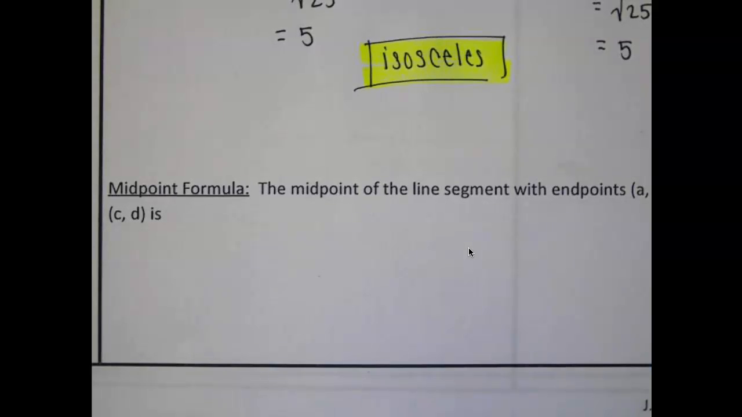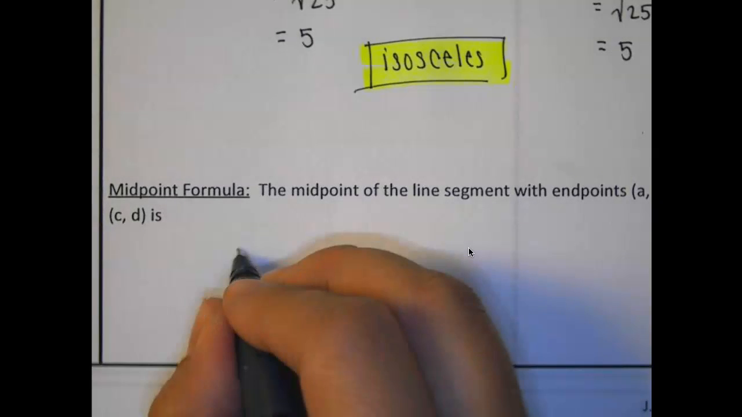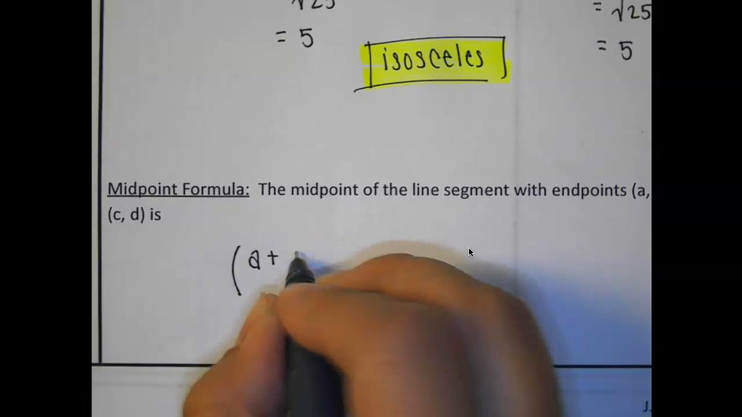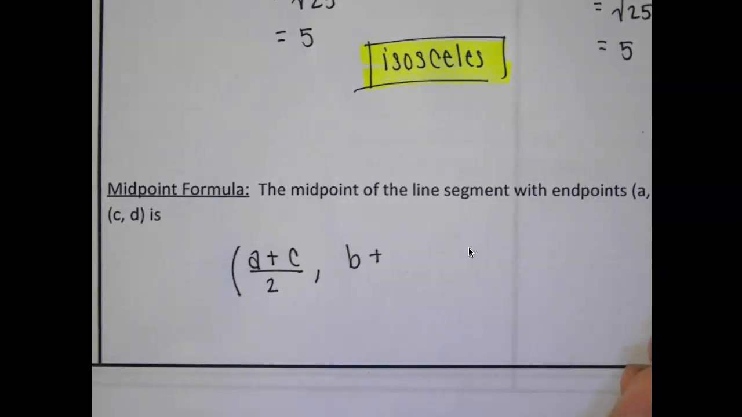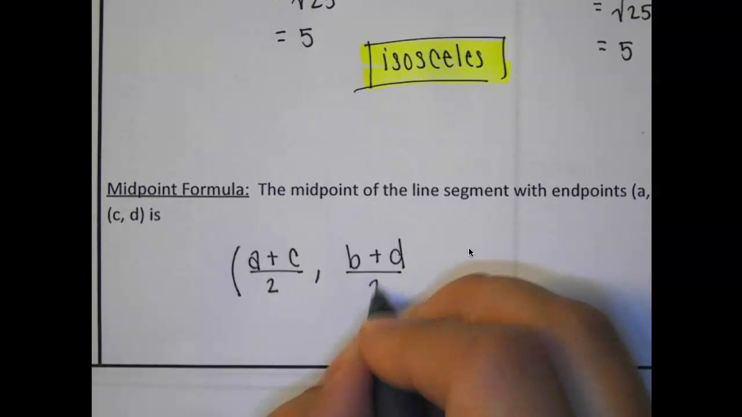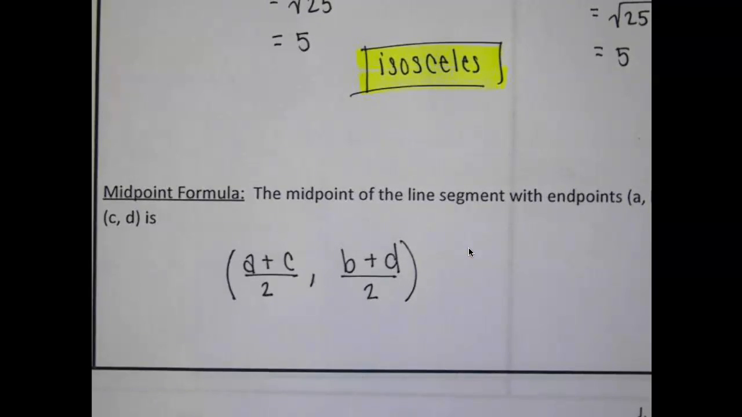Okay, the midpoint formula says the midpoint of the line segment with endpoints A, B, and C, D is A plus C over 2, B plus D over 2. It's basically the average of the x's and the average of the y's.